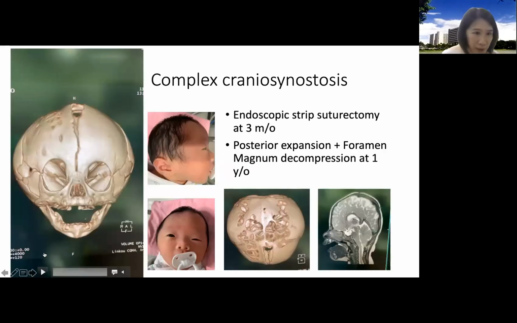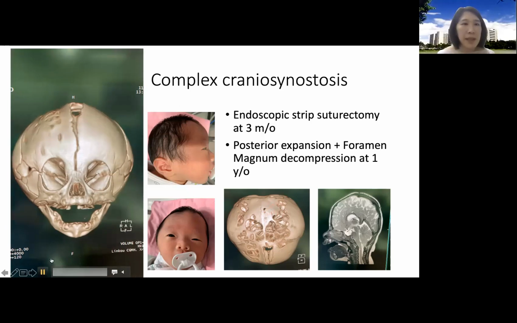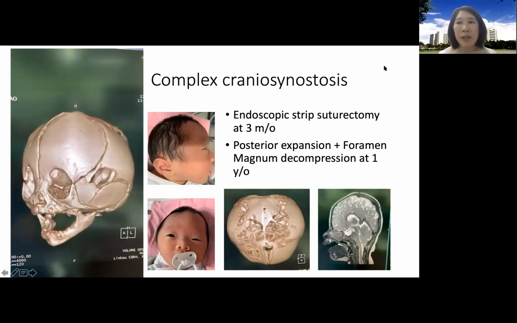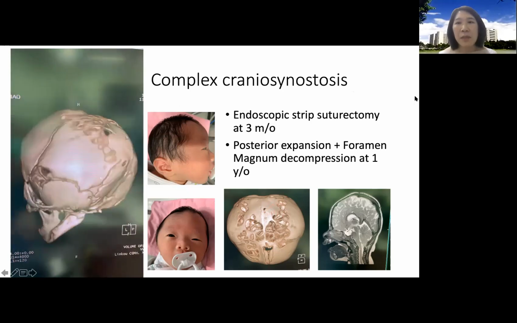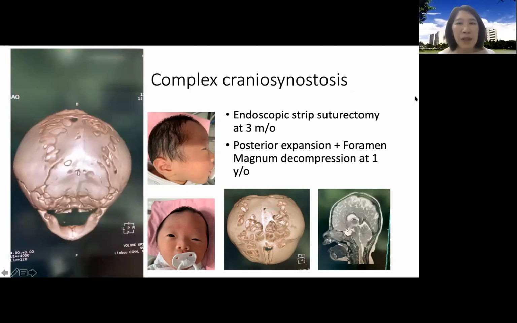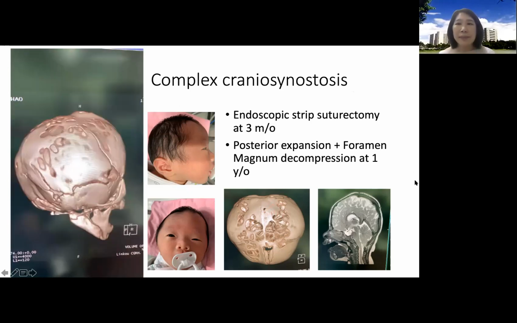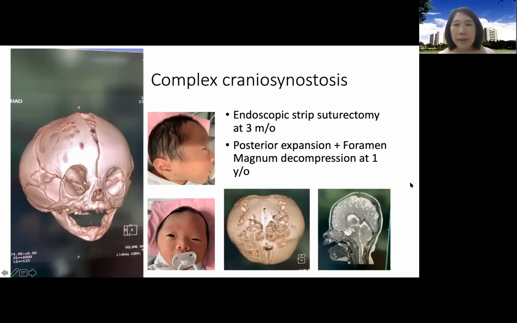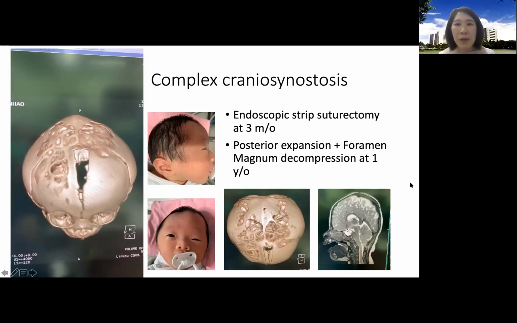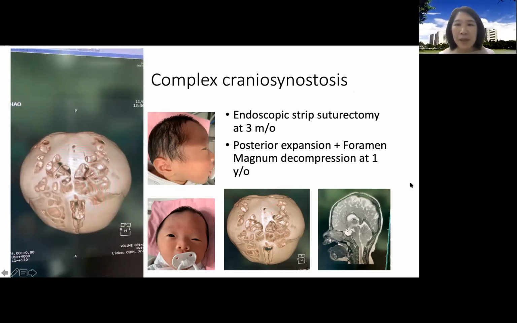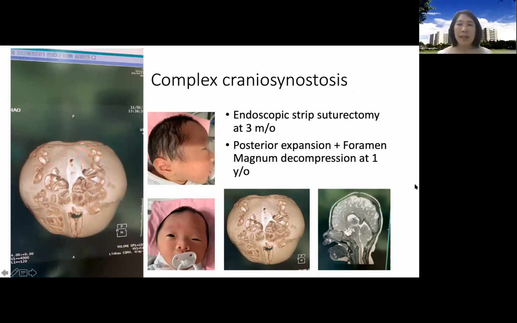So that's our experience of complex craniosynostosis, like this patient who was born in our hospital. Because we knew he had a complex craniosynostosis at a very early age, we did the endoscopic strip suturectomy at the age of 3 months old. And we did the posterior expansion and foramen magnum decompression at the age of 1 year old because we found he has a Chiari malformation.